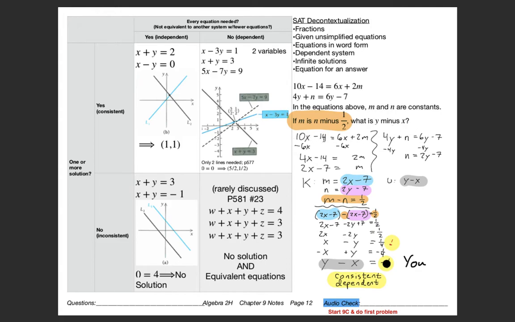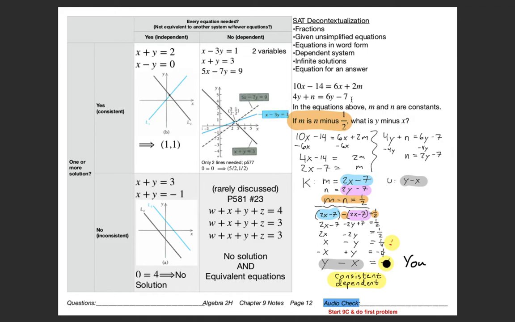So we can start off with this unsimplified equation, and the first thing I did was combine, so you subtract 6x from both sides so that it's simplified as much as possible. And then we get 4x minus 14 equals 2m. And you know what? It'd be easier to divide all the terms on both sides by 2. So you get 2x minus 7 equals m.